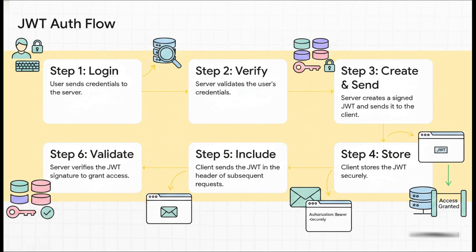Step 5. From now on, for every single request to the server, the browser attaches that JWT in a special header called authorization. And finally, Step 6. The server gets the request, looks at the token, quickly verifies the signature is legit, and grants access. And notice what didn't happen. No database lookup to figure out who you are. The token told it everything it needed to know.